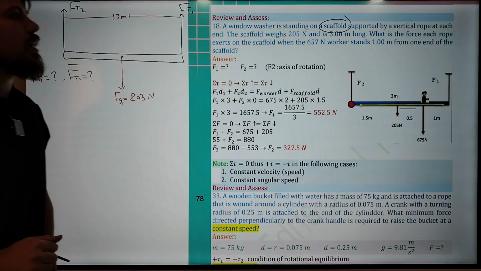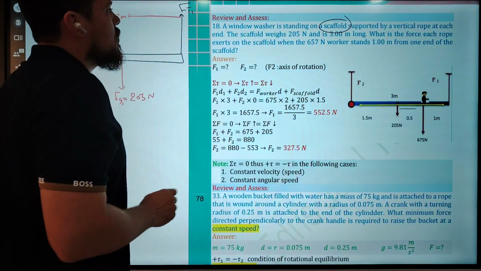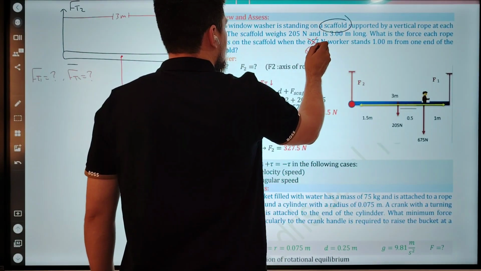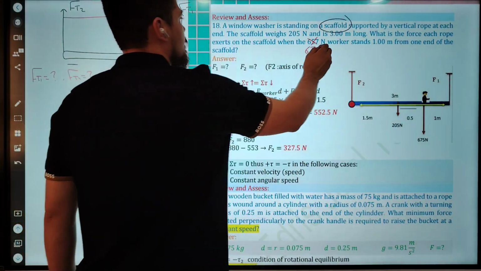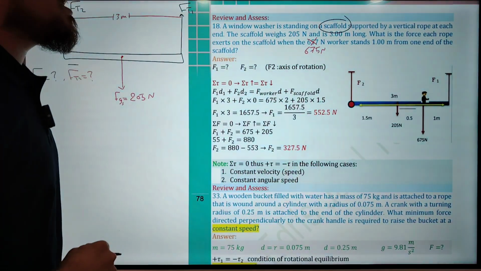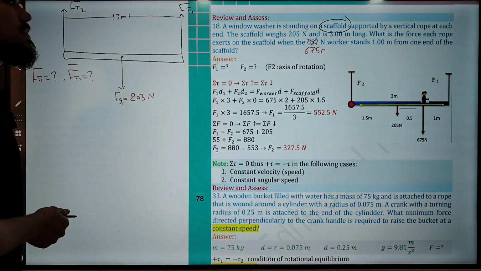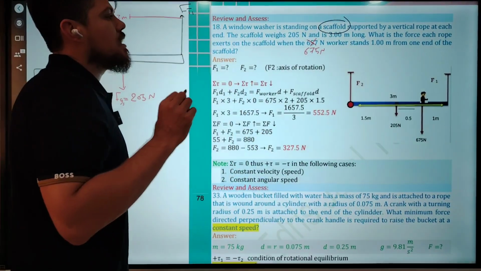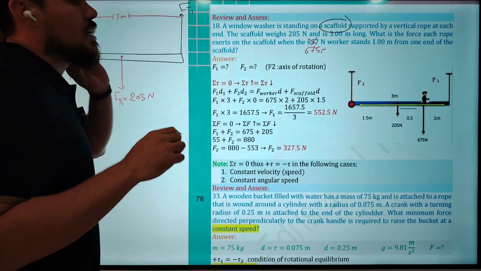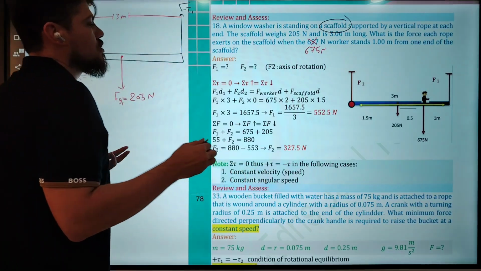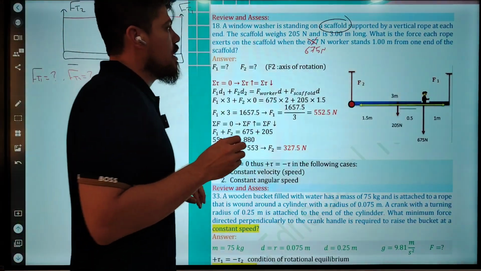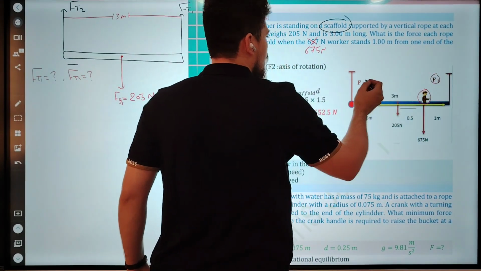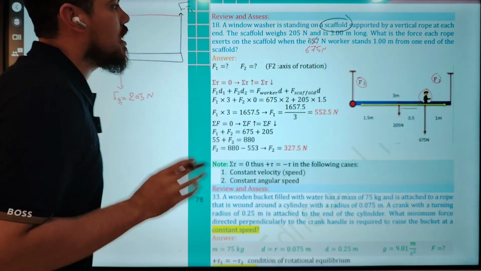Ft2 is unknown. Okay? So if you know the scaffold weight is 600, sorry, this is not 57, this is 675. Correct it, please. When a 675 worker stands 1 meter from one end of the scaffold, the question didn't indicate that the worker is located from the right rope or the left rope. So that is why it's up to you. You can put the worker here near Ft1 or near Ft2. It's up to you. Both are correct.